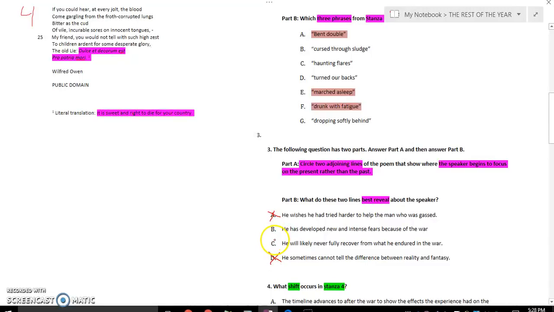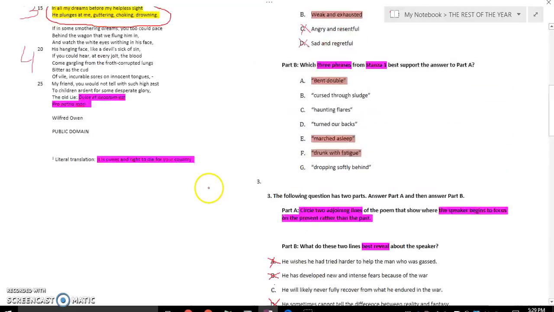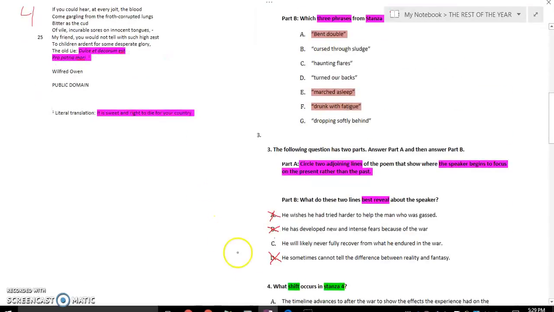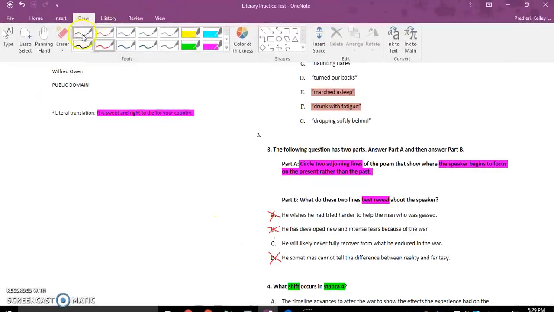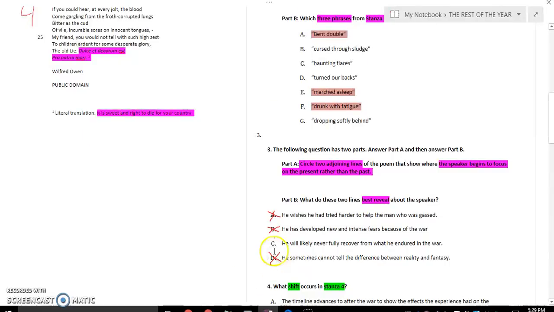So our correct answer here is going to be C, because it's not that he's developed new and intense fears. There's not new fears. He's not afraid of something new. He's reliving this experience over and over again. So he will likely not recover from what he endured if it's coming up in his dreams.